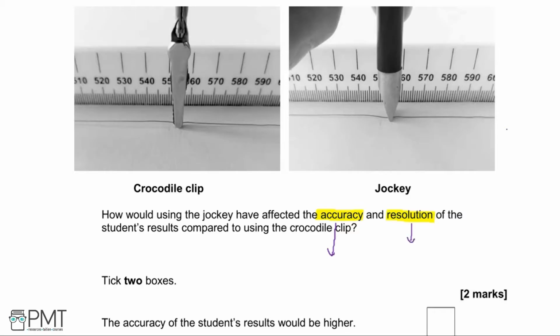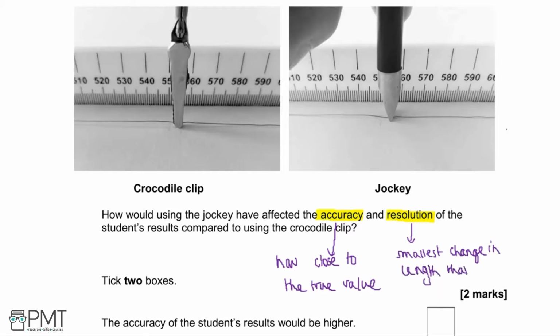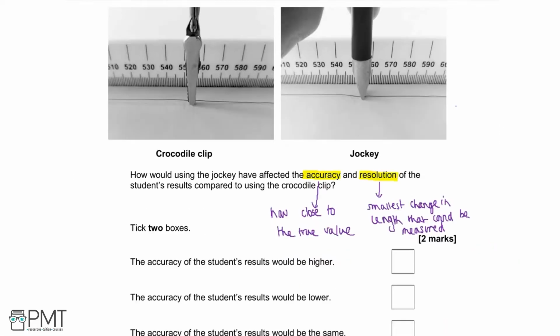So in order to answer this question, I think first it would be good to understand the definition of both accuracy and resolution. So accuracy is how close the value that we've measured is to the true value. And the resolution of the measurement is the smallest change, for example, in this experiment with length, that I could measure using this equipment.